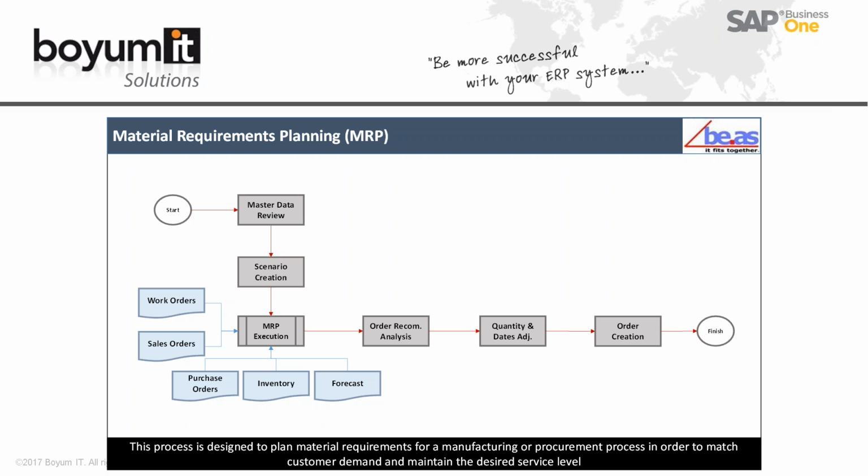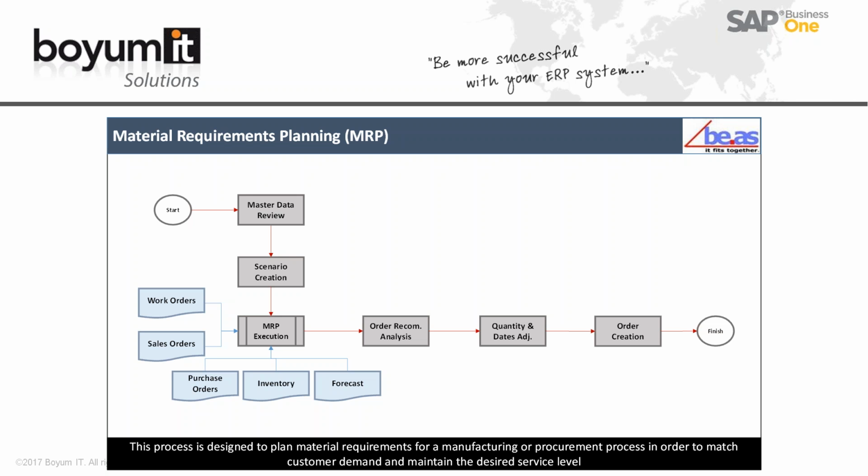So the first step that we should do before running the MRP is to review our master data, to check our lead times, check our inventory that we have, maybe close some sales orders that are in the past, depending on the requirements that the business have. The second step should be to create the scenario that we want to plan.